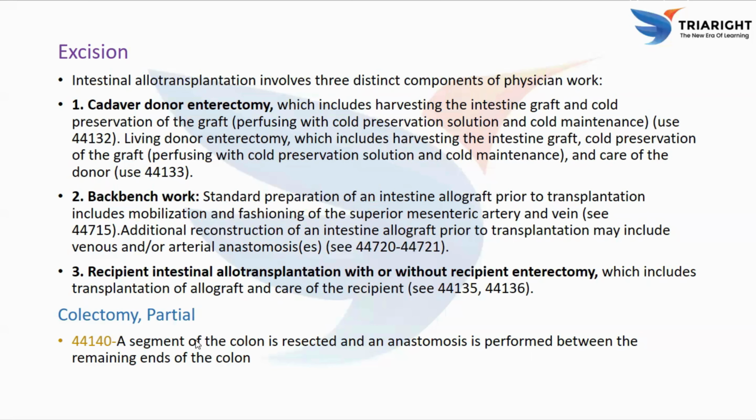The next procedure is partial colectomy. So what is a partial colectomy? Only a segment of the colon is removed. The remaining ends are reconnected, that is anastomosis. The CPT code for partial colectomy is 44140. The clinical examples are colon cancer, diverticular disease, and Crohn's disease. If an anastomosis is performed, it is not a colostomy. If bowel ends are not reconnected, then different codes apply.